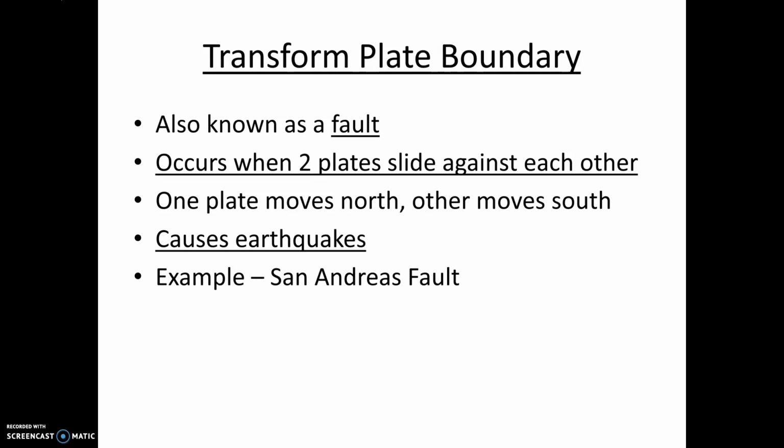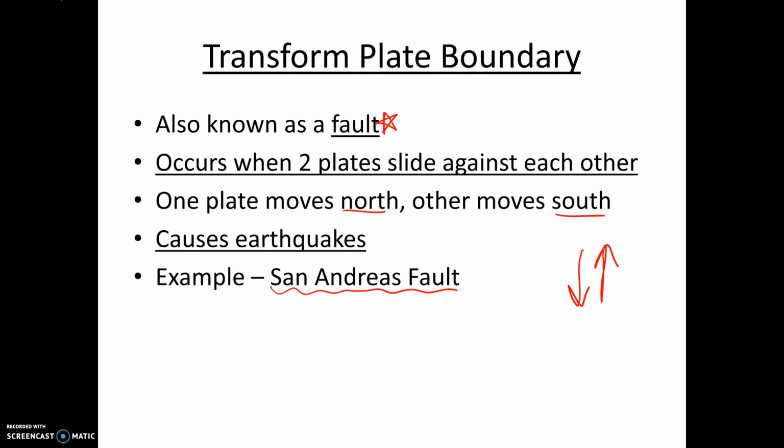Our last type of plate boundary here is going to be our transform boundary, and a lot of times these are also called fault lines. So this occurs when two plates slide past each other. So how I would diagram that is drawing an arrow going in this direction and an arrow going in this direction. So when those plates slide past each other, we're going to see that one plate moves more north and one plate moves more south. And a great example of this is our San Andreas Fault in California.